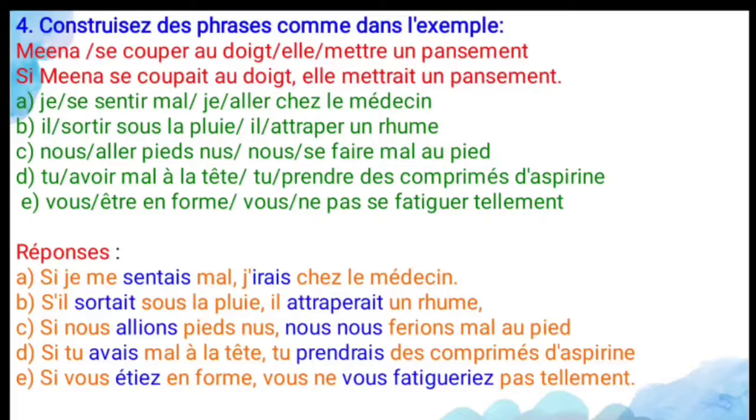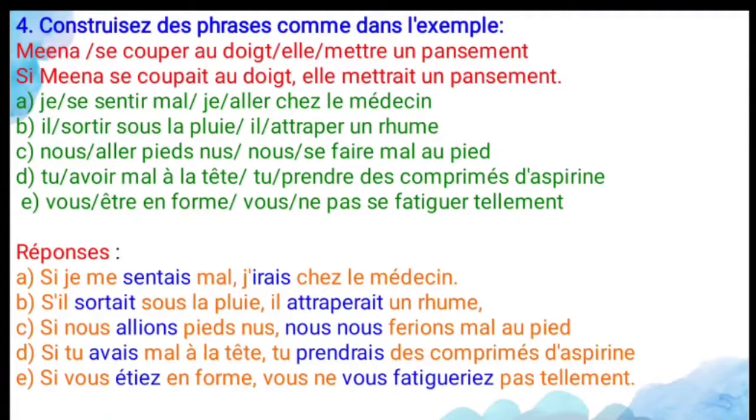So "si", it's a si plus condition, that is the if class. "Si Meena se couper", one you have to conjugate in imperfect and another one you have to conjugate in conditional present. See here, "si Meena se coupait au doigt", if Meena cut her finger, she would put on a bandage. So "elle mettrait un pansement". The verb ends with what? E. So you have to remove the E and add the endings, that is AIT.